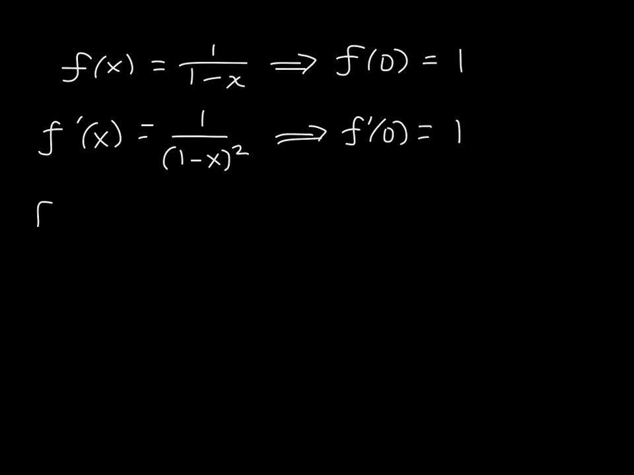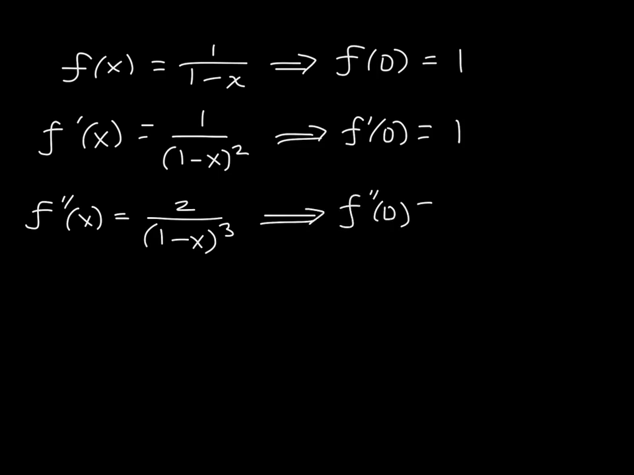Okay, f double prime now. Again, use the power rule. Probably would be the best way to do it. Of course, that means rewriting this as 1 minus x raised to the power of negative 2, and then you can use the power rule to differentiate. But anyway, f double prime is going to be 2 over 1 minus x quantity cubed. That implies that f double prime at 0 is equal to 2.